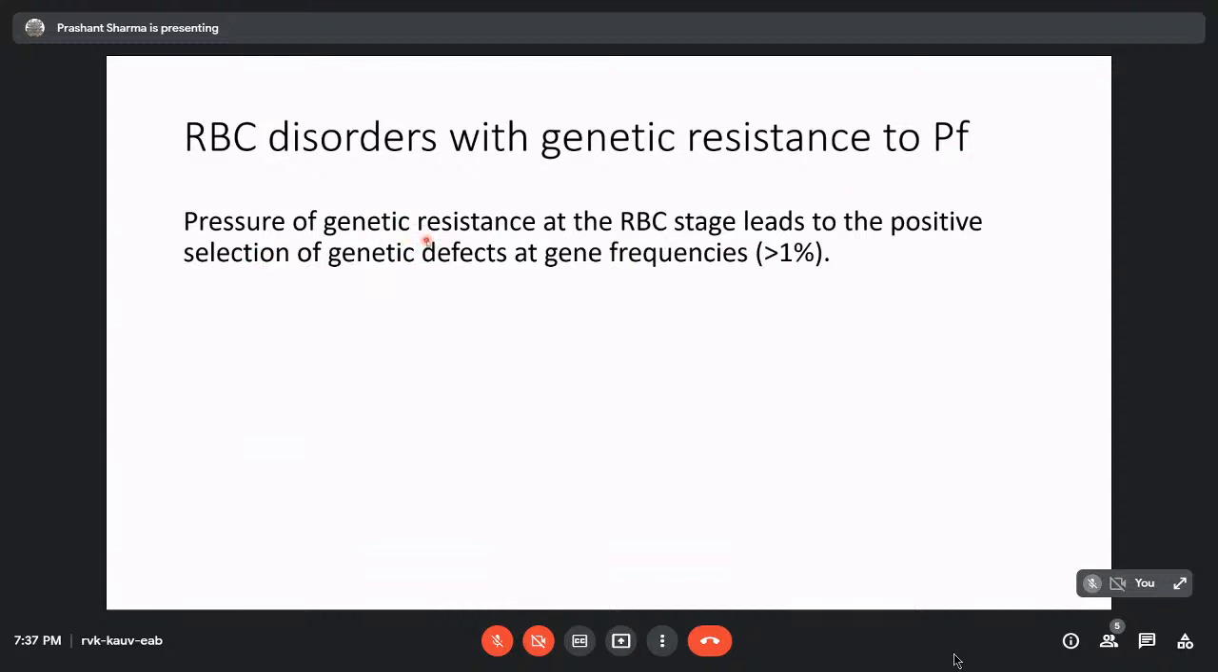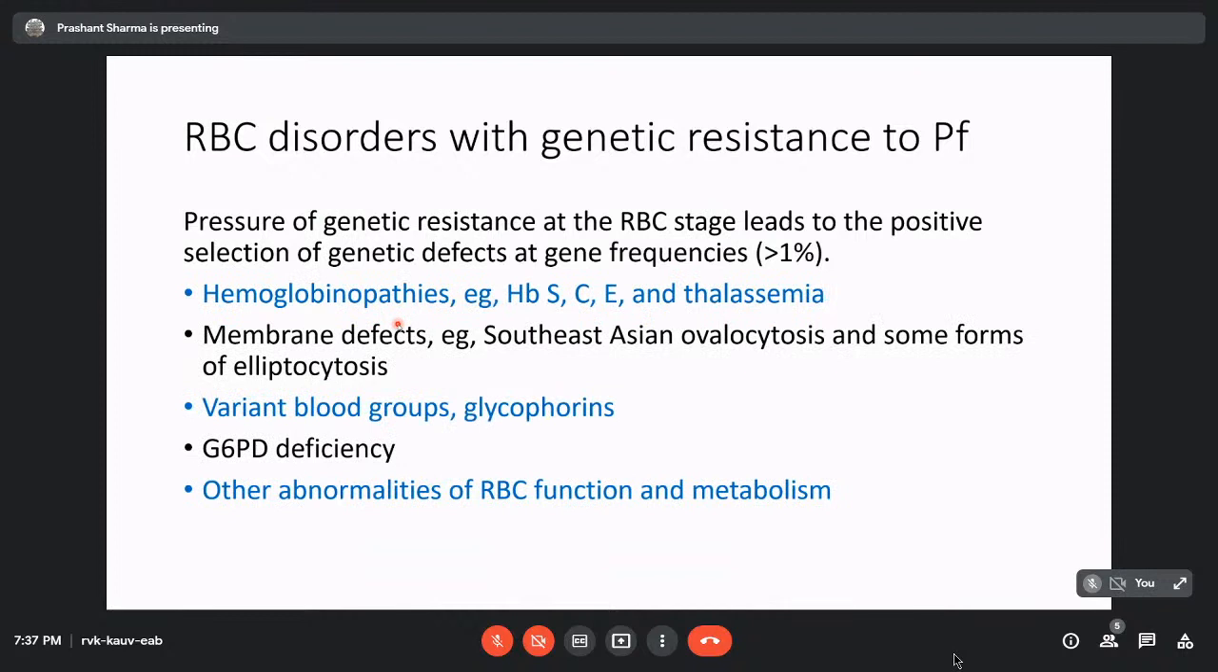This is because of several reasons which I'll just come to, but this is not just limited to the thalassemias. This is also seen in the hemoglobinopathies, a wide range of them, as well as membrane defects like Southeast Asian ovalocytosis and some forms of elliptocytosis. Variant blood groups and variant glycophorins can lead to resistance to malaria, and G6PD deficiency is also well known to be associated with it. G6PD deficiency is a disorder that's also very common in our country, as well as the other places where thalassemia is common.